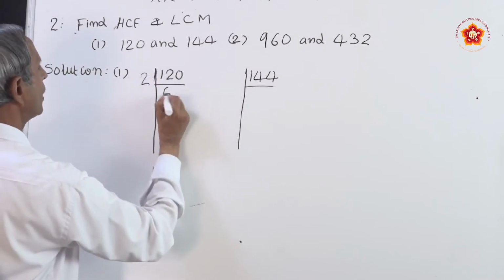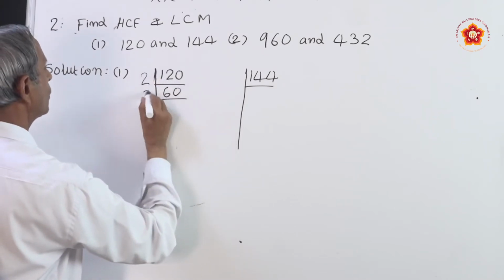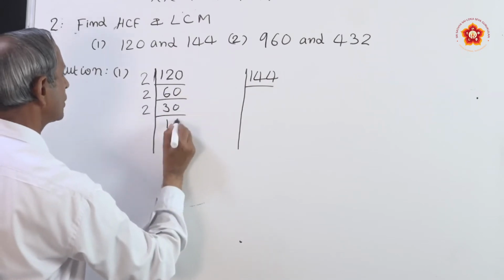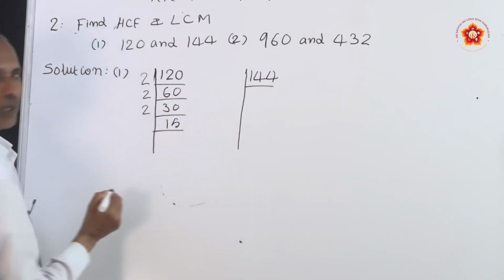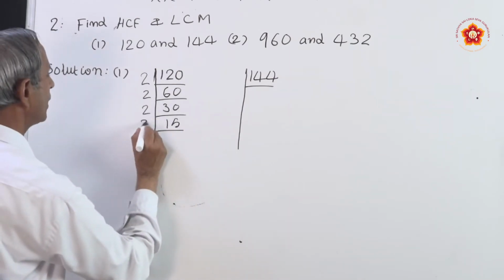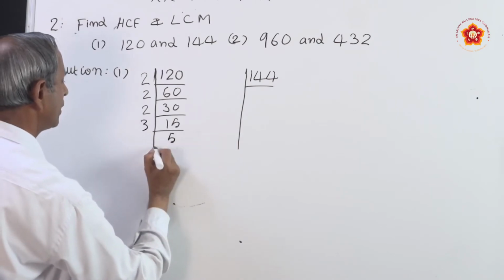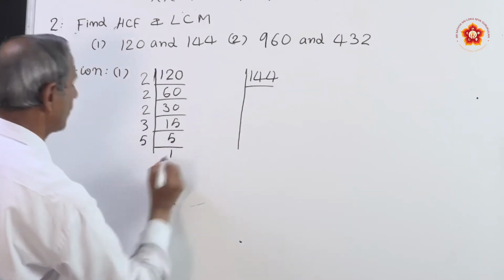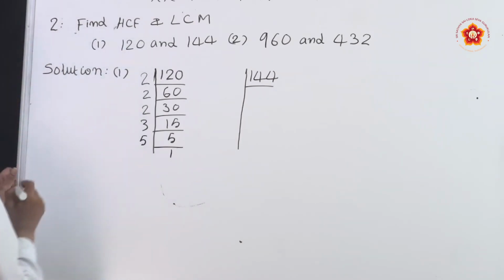2 6s are 12, 2 3s are 6, 2 15s are 30. Then it will not be divisible by 2. So, let us go to the next prime number, 3. 3 5s are 15. Next prime number is 5. Let us divide by 5. 5 1s are 5. Now, let us write the factors of 120.